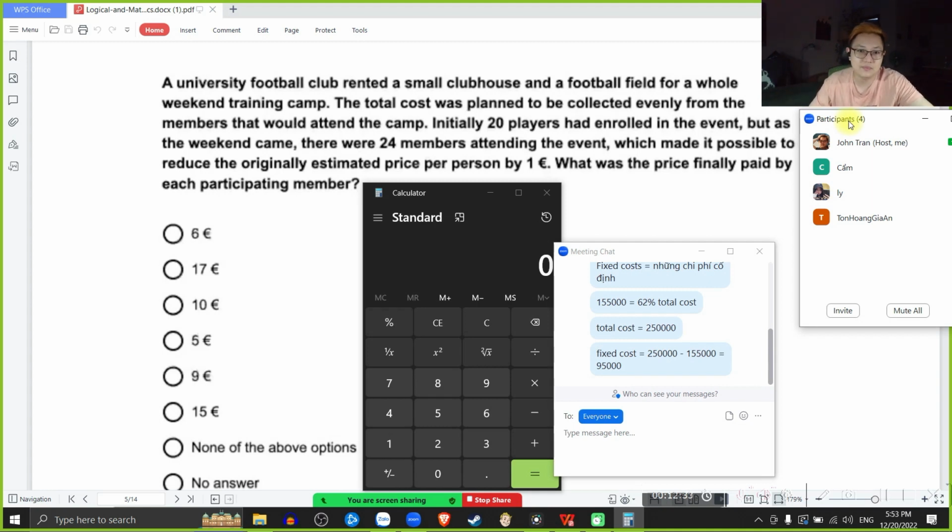It's different, right? What was the price finally paid by each participating member? Please do this one carefully. Are you sure it equals 6? You said it equals 6. Are you sure?